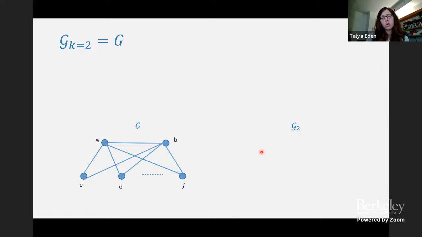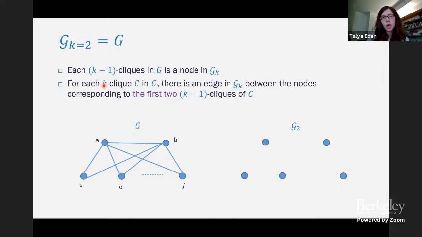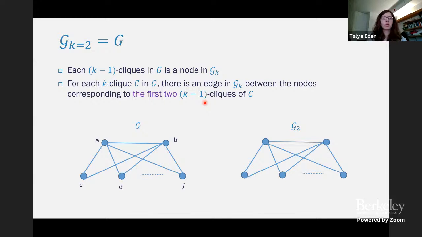Okay, so also note that for k equals 2, G_2 is just G, right? Because we said each k minus 1 clique in G is a node. So for k equals 2, that's just 1-cliques, and 1-cliques are just vertices. And then for each k-clique, for each edge, we have an edge in G_2. So we just get the same graph. So as I said, we'll have some recursive implementation of our algorithm, and the base case will just be G_2, where G_2 is just G. Okay, so we start with edges in the original graph G.